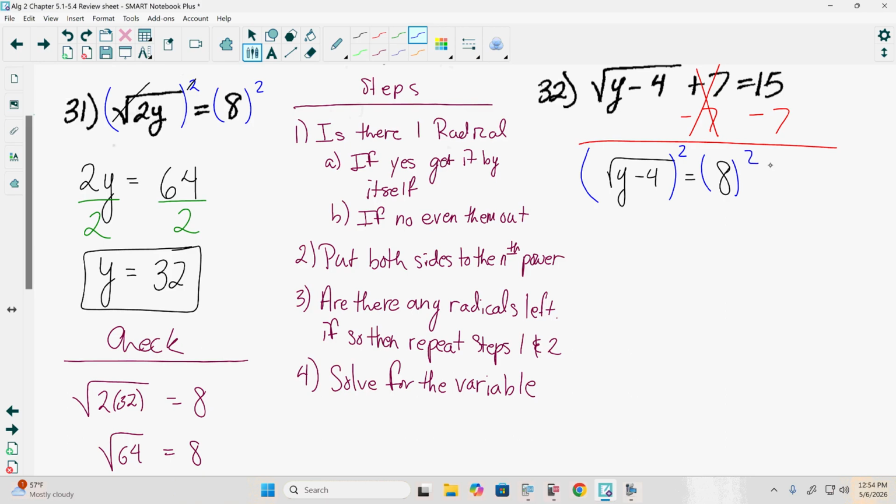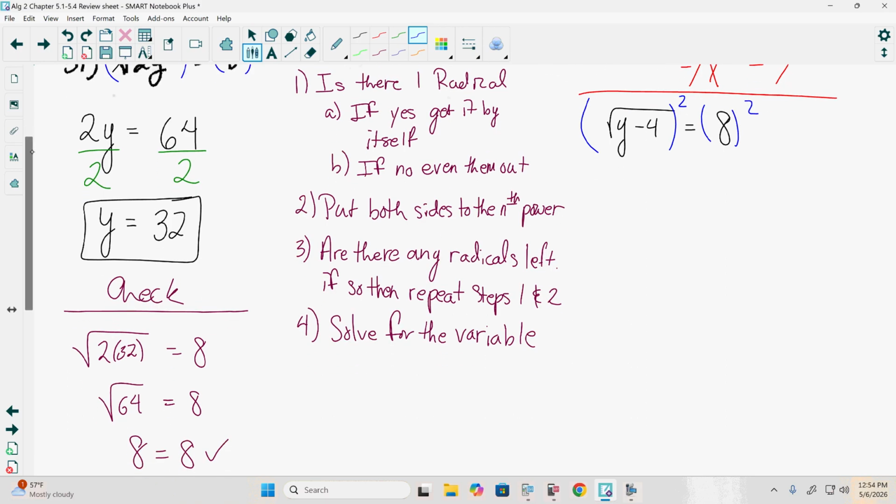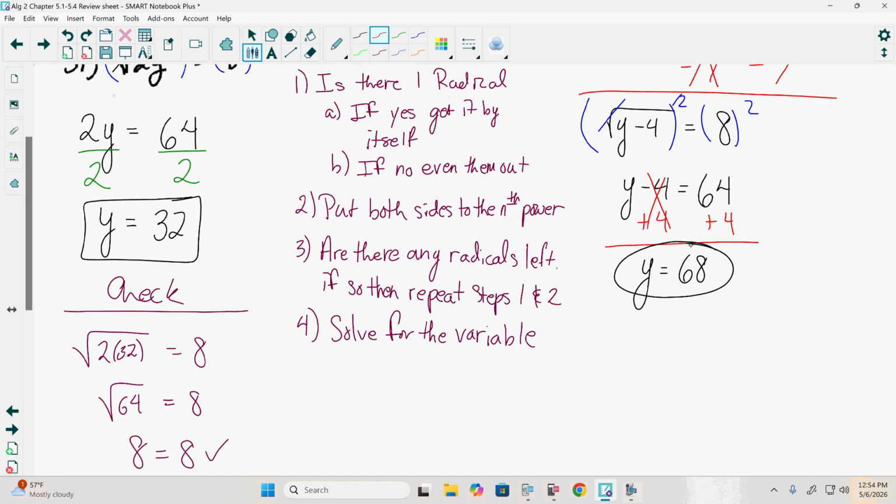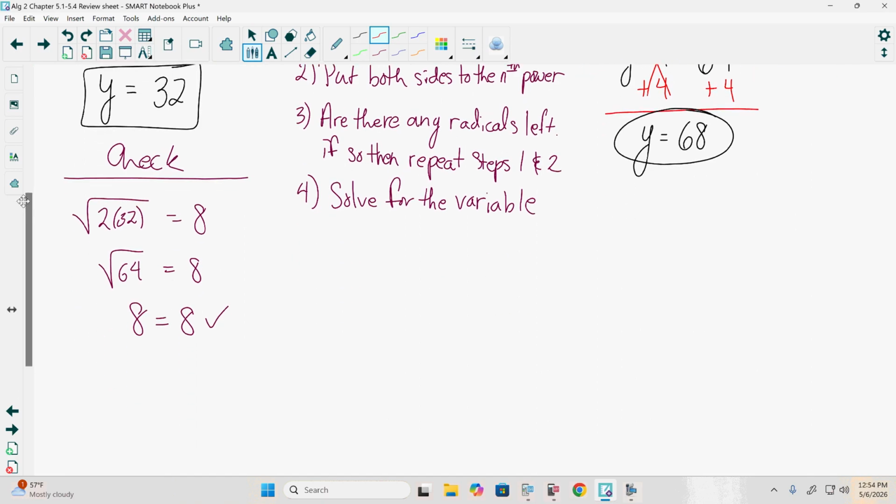So we're going to put both sides to the nth power. And again, since we have square roots, we're going to square both sides. On the left-hand side, that square root and square would cancel, telling us y minus 4 is equal to 8 squared. Well, 8 squared is 64. There are no radicals left, so we're going to go straight to step 4, solving for the variable. Since we just have y to the first power, we get y by itself, and it tells us that y is equal to 68.